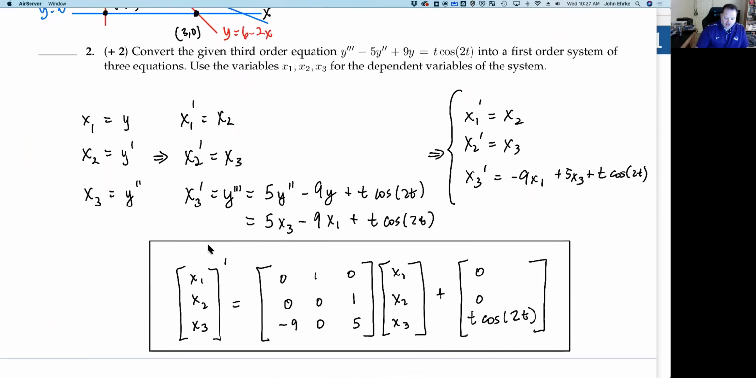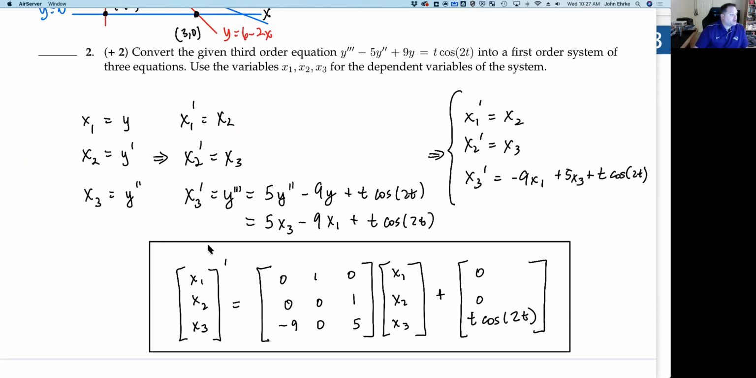All right, for problem number 2, you are converting this third order differential equation into a first order system of 3 equations. You can either give me the system form, which we have right here. So this is the system form. That's a perfectly acceptable answer. Or you can give it to me in the vector/matrix form. So either the boxed answer here or this you can give me as the answer. So this is worth 2 points.